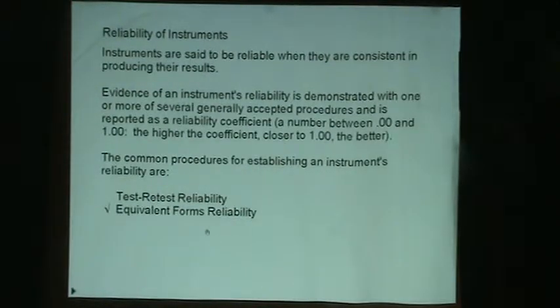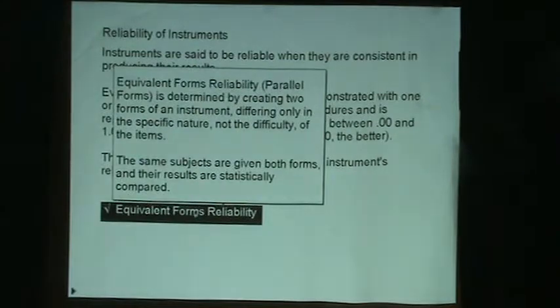The second method of reliability is equivalent forms reliability, or this is known as parallel forms. And this is determined by creating 2 forms of the instrument, or test, if it's a test or a questionnaire, differing only in the specific nature, not the difficulty of the items. So you have 2 separate tests that are the same in terms of their degree of difficulty, but the items in the test are different. And if you're a teacher in school and with STAR testing and all kinds of things like that, you've certainly seen Form A and Form B and Form C. So that's equivalent forms reliability.